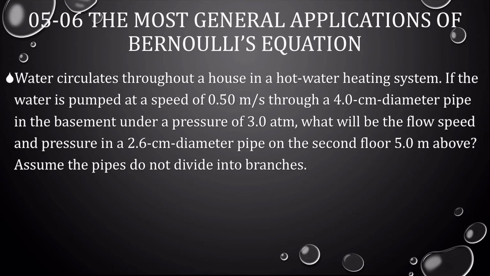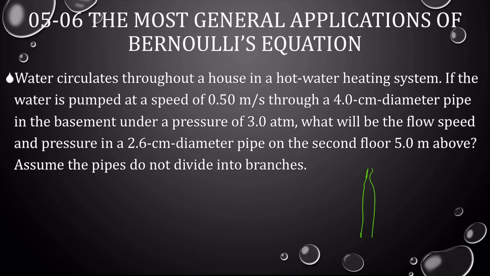If the water is pumped at a speed of 0.5 meters per second through a 4-centimeter diameter pipe in the basement under a pressure of 3 atms, what will be the flow speed and pressure in a 2.6 centimeter diameter pipe on the second floor 5 meters above? Assume the pipes do not divide into branches. So we have one pipe. So we have our pipe down here at the bottom, and then that goes up top, and it narrows.